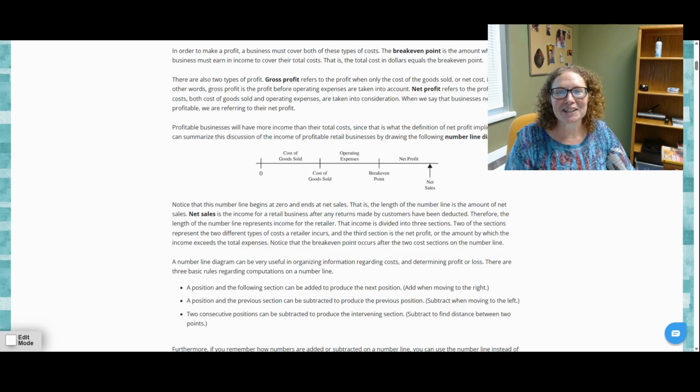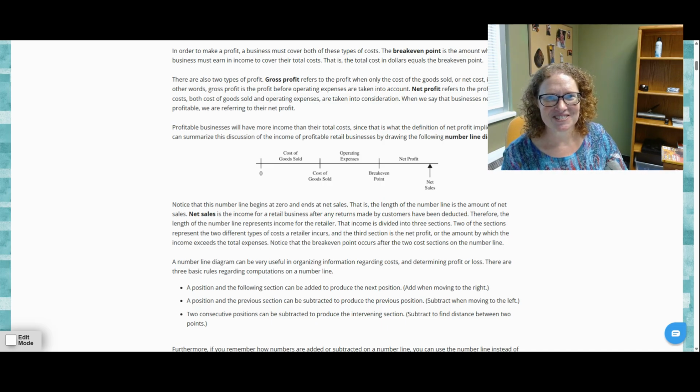So we can look at this on this little chart, and we would start at 0, and we can look at the cost of goods sold and operating expenses, a break-even point, our net profit, and our net sales. And so when we put those all on that number line, it can help us to answer those questions that we're going to have related to profit. The number line begins at 0 and ends at net sales.